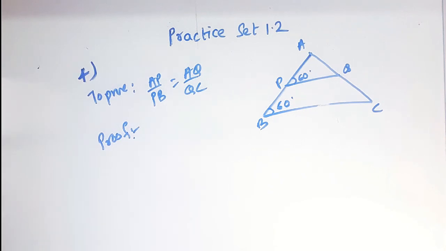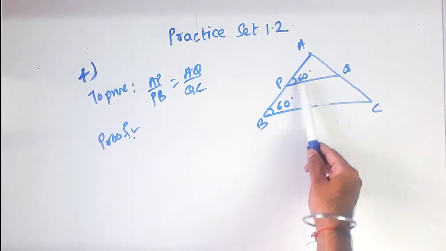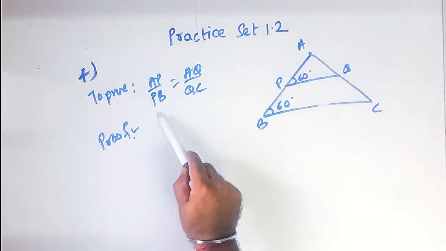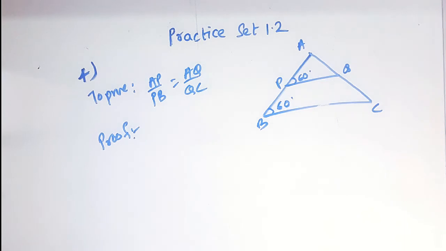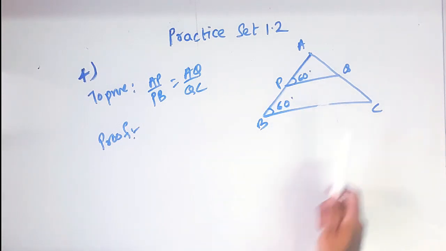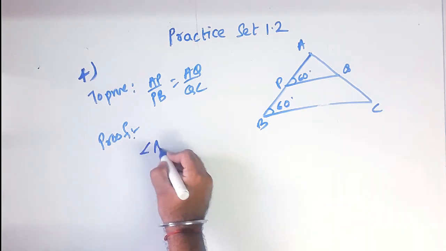Okay, so question number 4, how many triangles can you see here? 2 triangles. Yes, out of that you can see 2 angles are congruent. With the help of this much information we have to prove AP upon PB equals AQ upon QC. Straight away you can see we have to apply BPT. For applying BPT we need to prove that the lines are parallel. How will we prove that? Very simple, we'll use the given information.